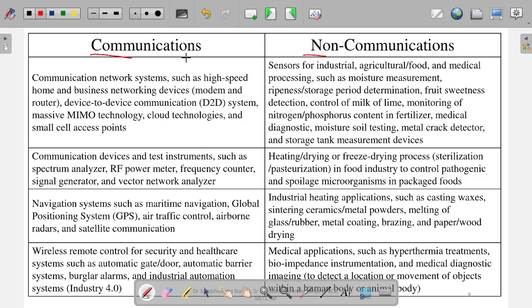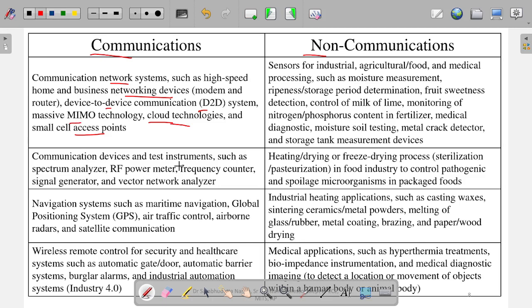Okay, so based on communication, first is communication network systems such as high speed home and business networking devices like your Wi-Fi modems and routers. Then device to device communication, for example walkie talkies, and massive MIMO technology, cloud technologies and small cell access points. Cloud technology needs an internet connection, and it happens through microwave signals only. And device to device connection, as I said, your walkie talkies and your Wi-Fi modems, how you access your Wi-Fi at home and in organizations.